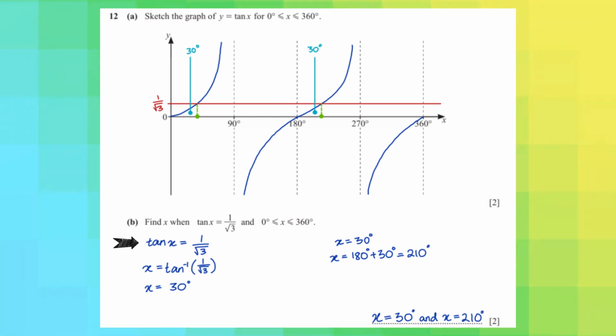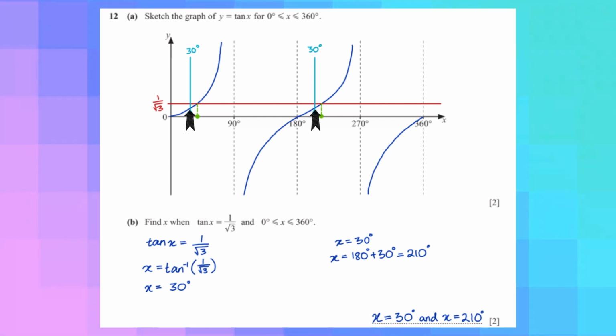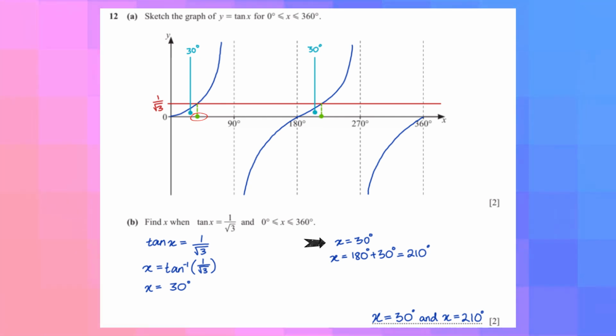Now, we move back to this equation and solve for x. Take the tangent inverse of 1 over the square root of 3. This gives us 30 degrees. These spaces here represent 30 degrees. We already know this x value is 30 degrees, so this is the first solution for our answer.